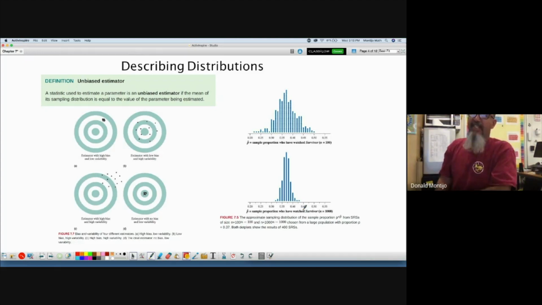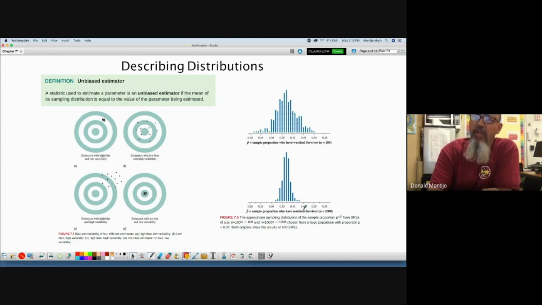A statistic is said to be unbiased if the mean of its sampling distribution is equal to the true value of the parameter that's being estimated. So, for example, if I take many, many samples and I average all the samples, if all those samples are equal to the true parameter, then that statistic is said to be unbiased.